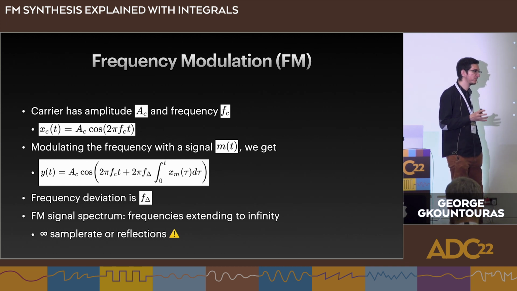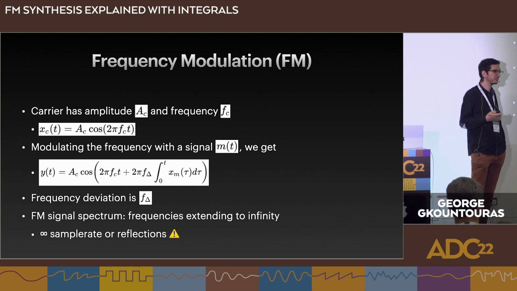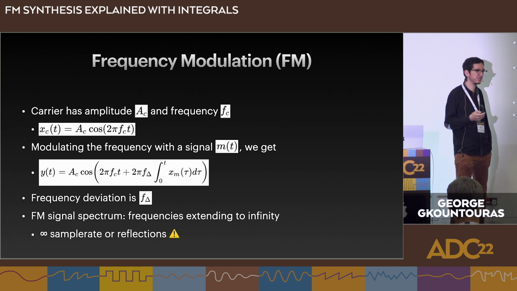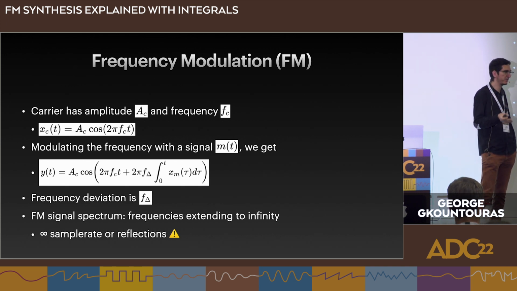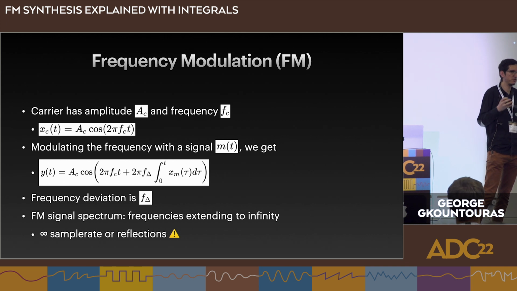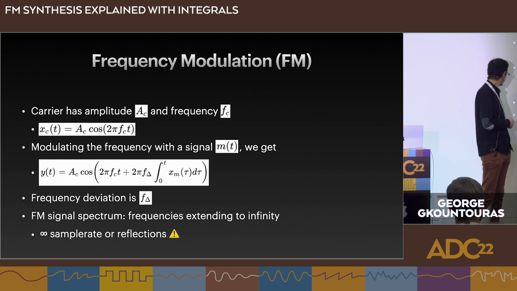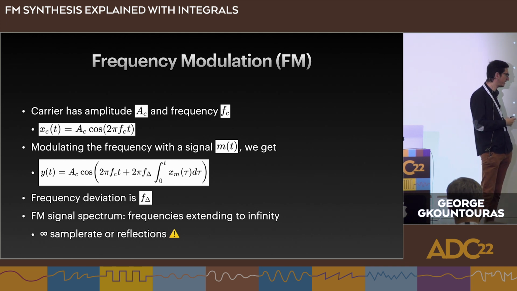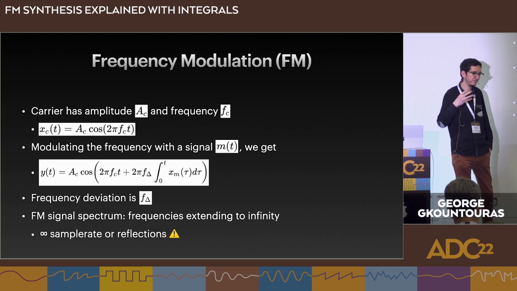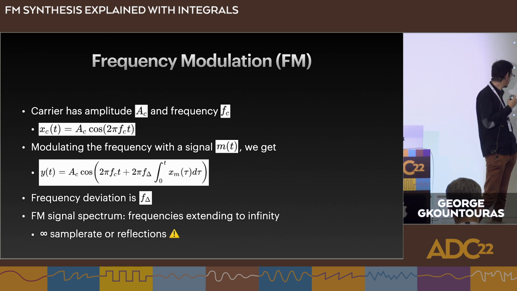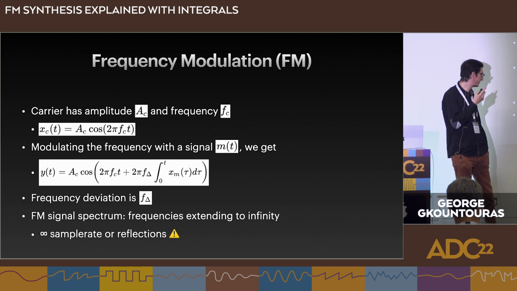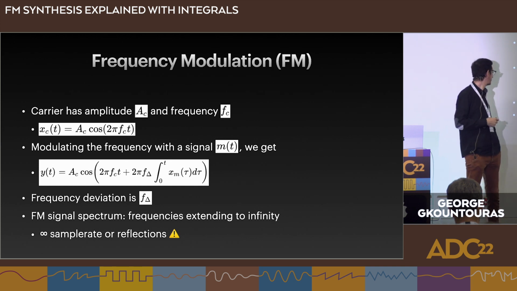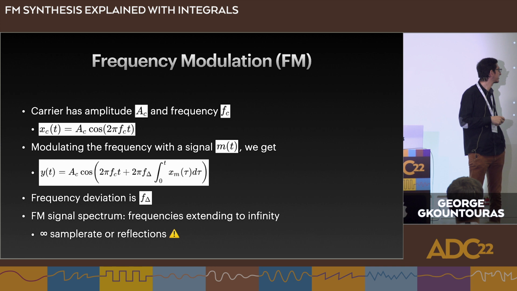Typically, when we try to describe it, we might say that most of it is within a certain frequency range, but it's implied that it goes to infinity. So actually, if we want to represent it, we need an infinite sample rate, or at least a very large sample rate, or we're going to get reflections.